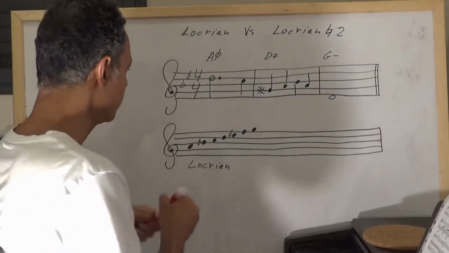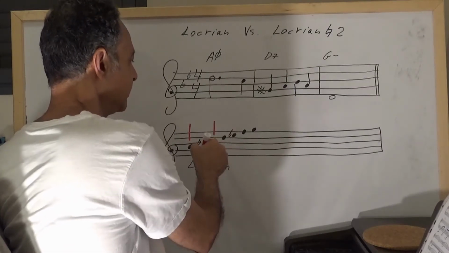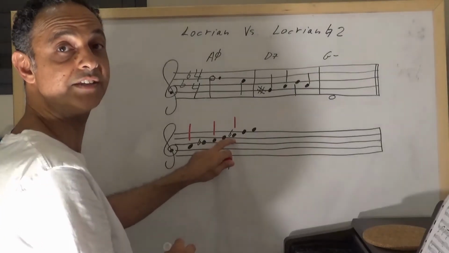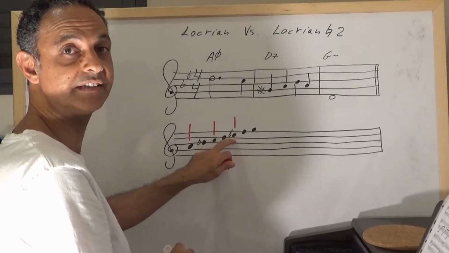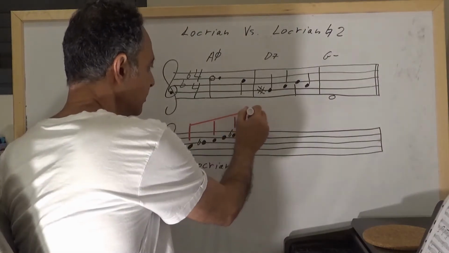And of course we do have all the notes of the A half diminished within the Locrian scale. Take a look. We have here the root, the A, the flat 3, the C, the E flat, the flat 5 quality of the scale, and the flat 7, the G.